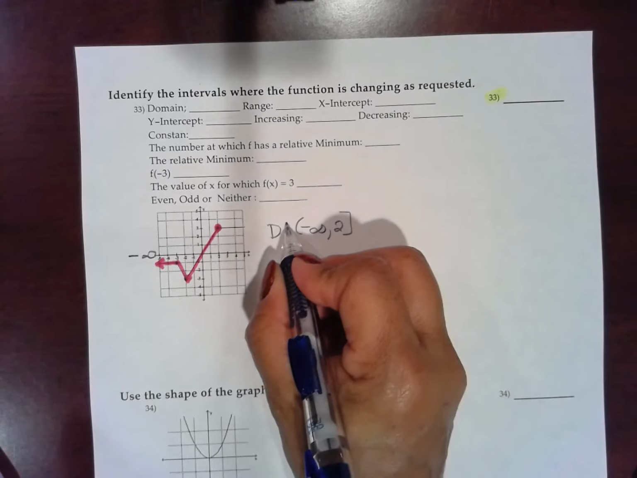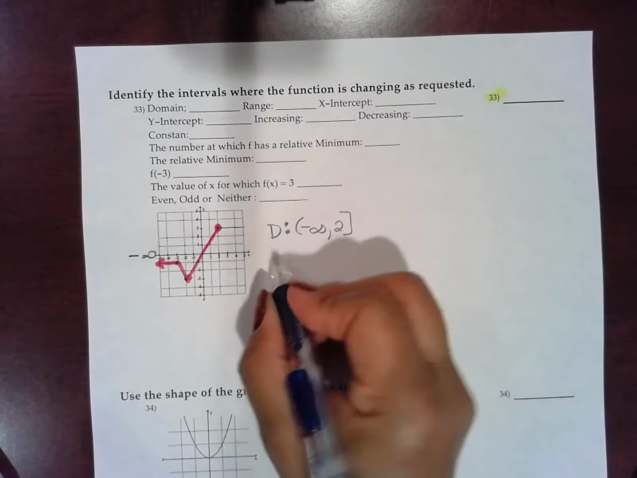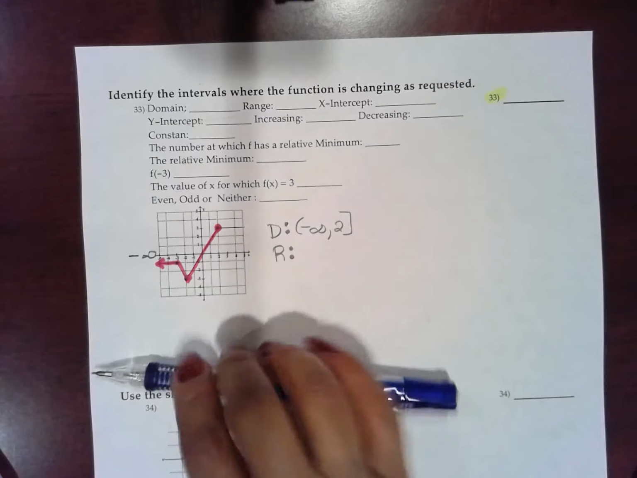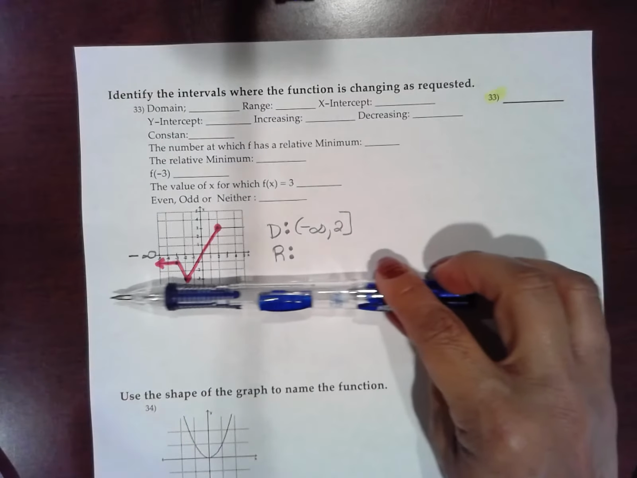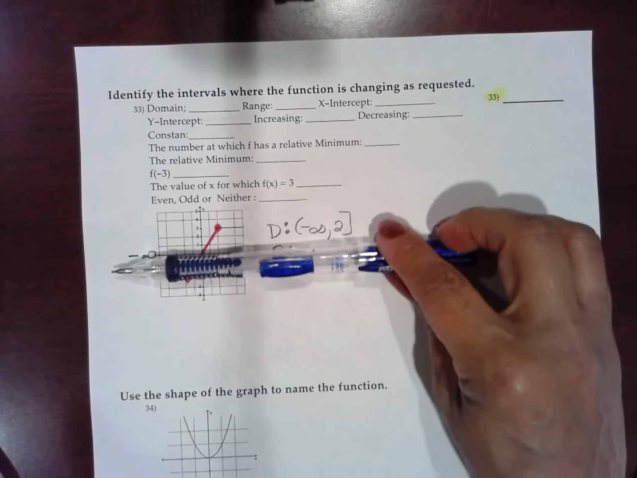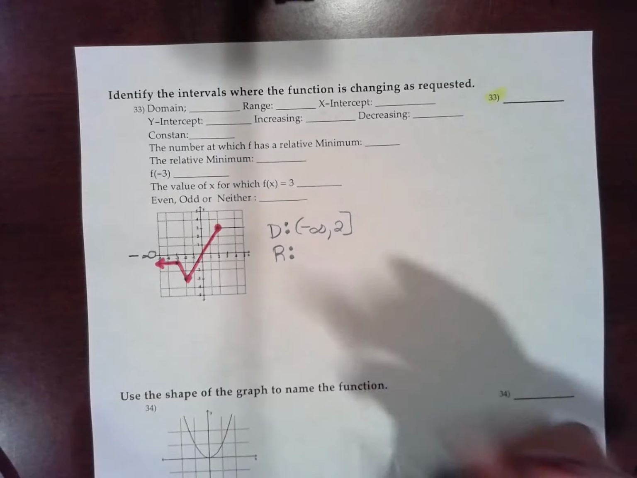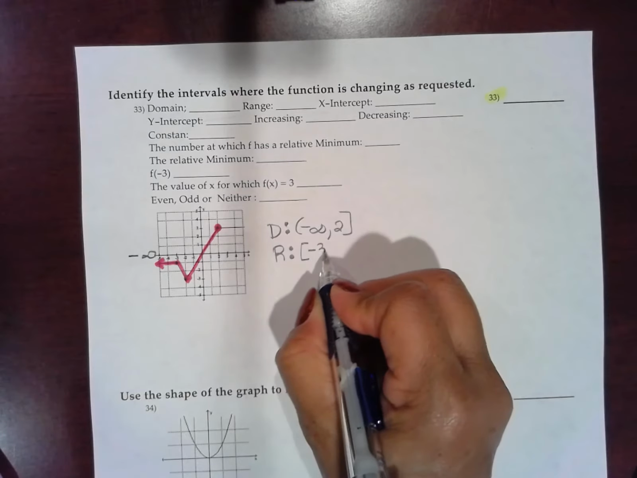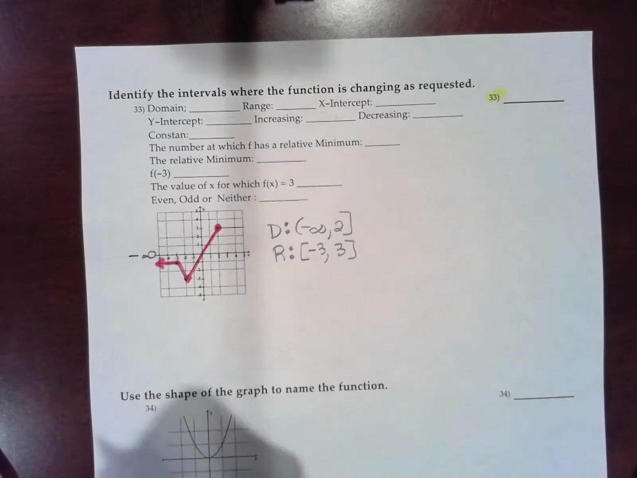Again, I modified the graph. Then the range are the values of y. The lowest y is here, negative 3, and the highest y is positive 3. So it's bracket, negative 3, positive 3.